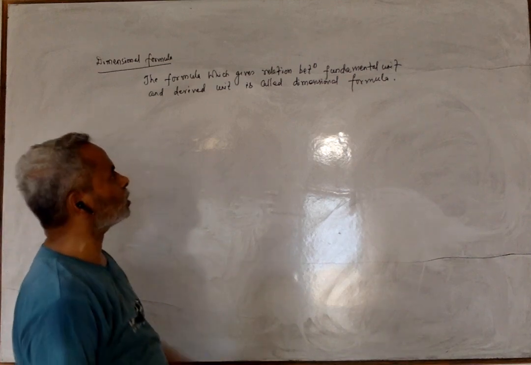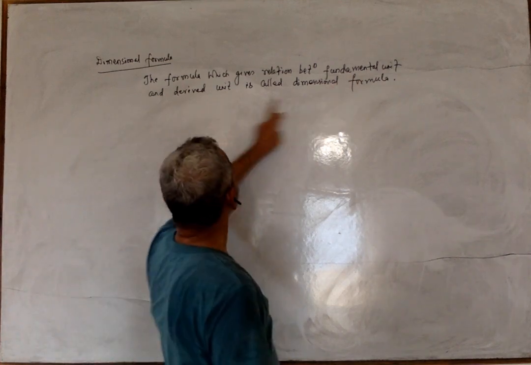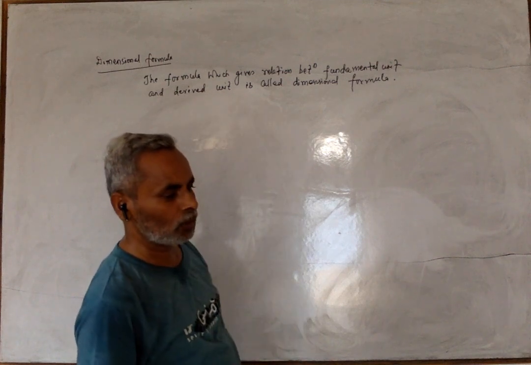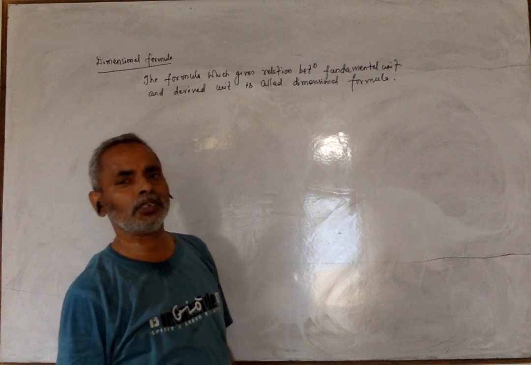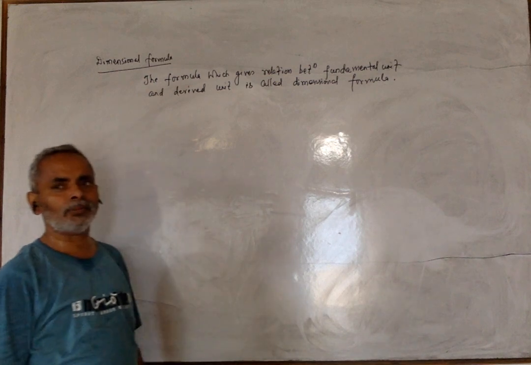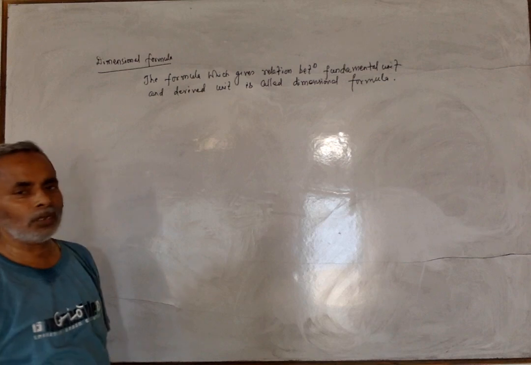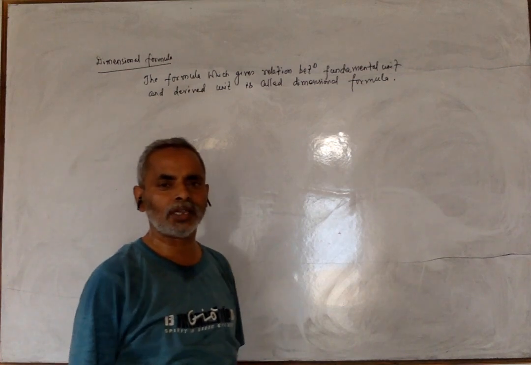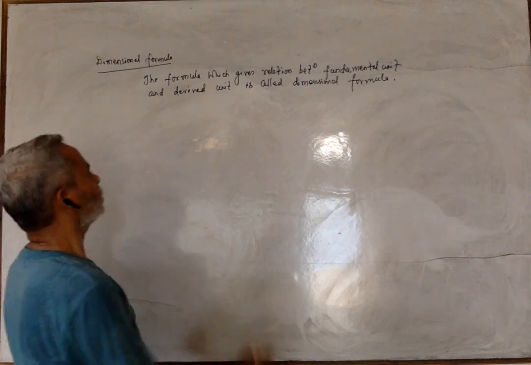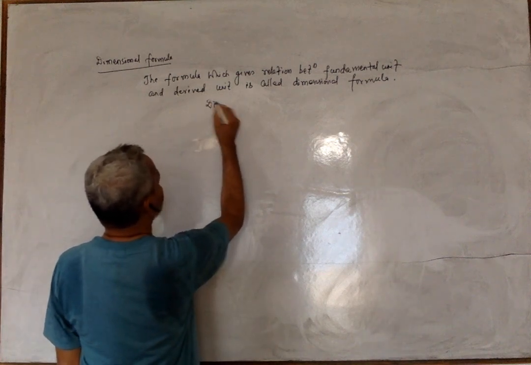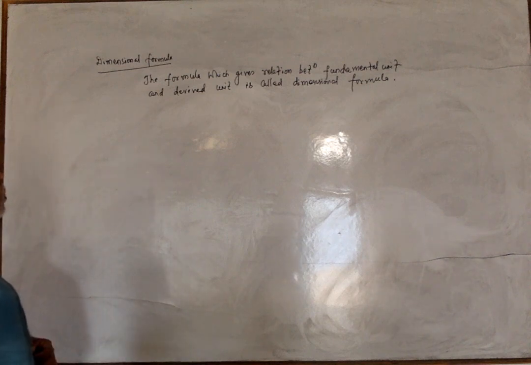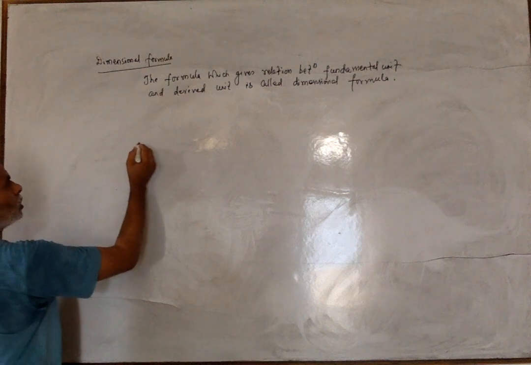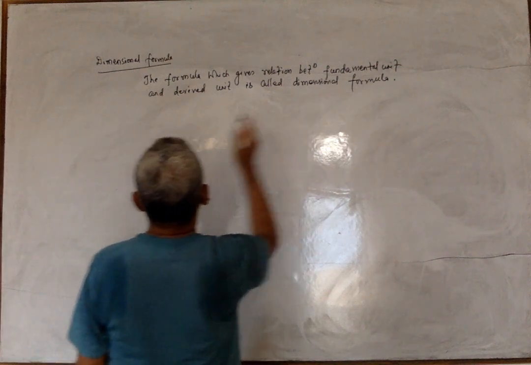In the previous lecture we discussed fundamental unit and derived unit. Fundamental units are the units which are independent. In dimension, 5 fundamental units are used: length, mass, time, temperature, and electric current. The formula which gives relation between fundamental unit and derived unit is called dimensional formula.